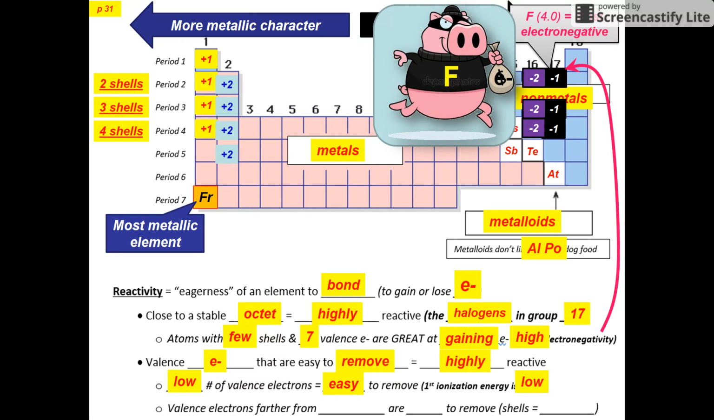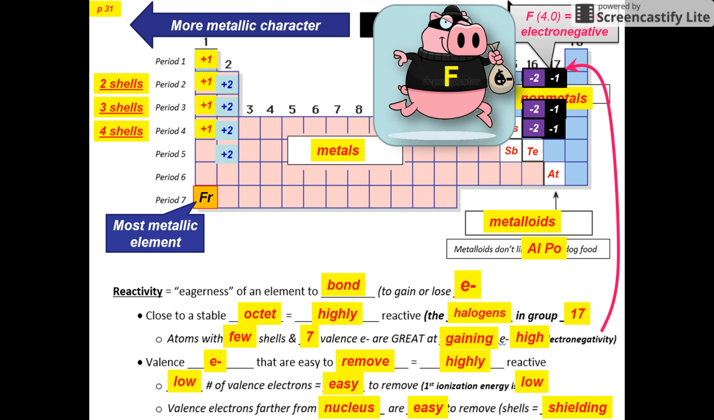Now, one additional idea is that valence electrons that are further from the nucleus are easy to remove. We already talked about the idea that the positive nucleus holds onto those negative electrons, but if there are more shells, it's not as easy for the positive nucleus to hold onto those negative electrons. The idea of the nucleus being like the guard, the electrons are like the money, and as the electrons are further away from the guard, it's easier for them to be plucked off by other atoms.